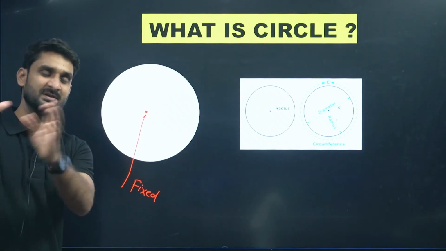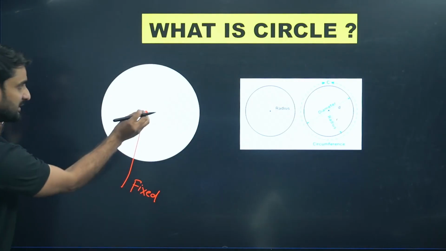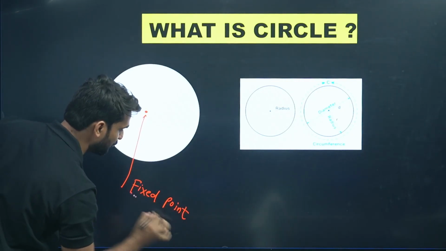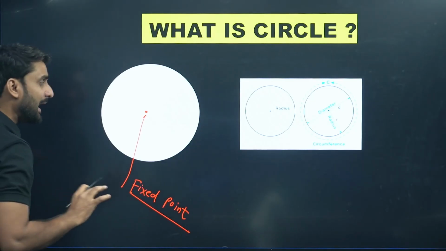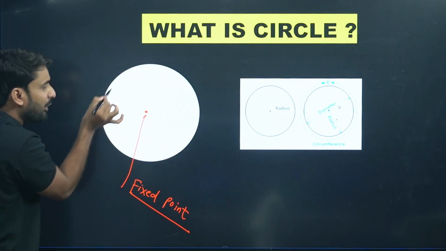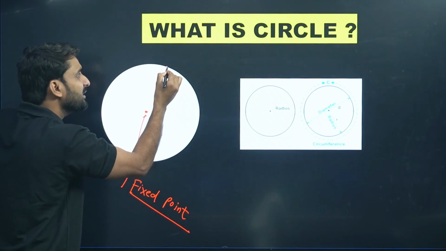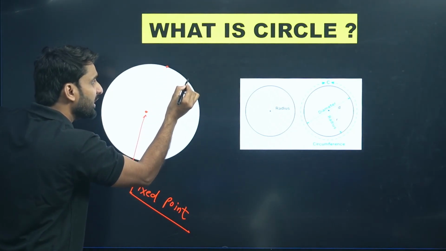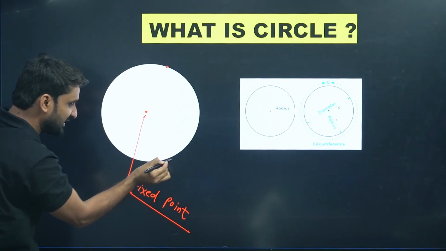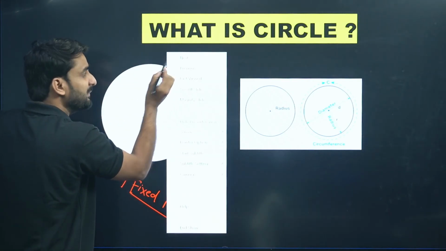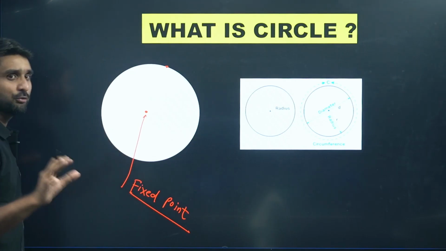But we will talk about the center later on. I am just calling this point a fixed point right now. So this is a fixed point, right? And there is a bounded region. If I start walking from here, like this, and I again reach this point, it means my initial and my final point are both the same.